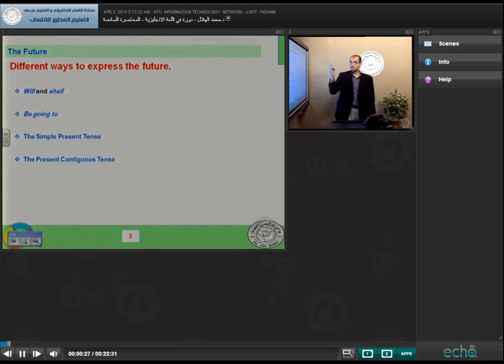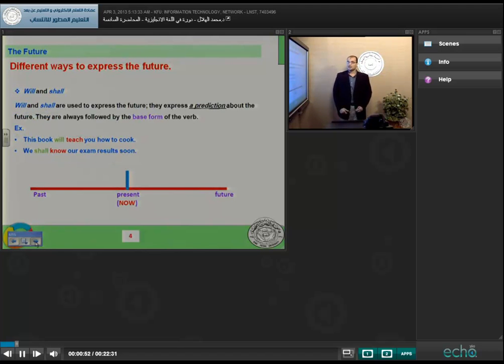Rather, there are different ways or different tools to express the future. So we have different ways to express the future in English: we have will or shall, we have be plus going to, and we can use the simple present tense to talk about the future and the present continuous tense or the present progressive tense. Let's talk about those uses separately. So the use of will and shall to indicate future in English.